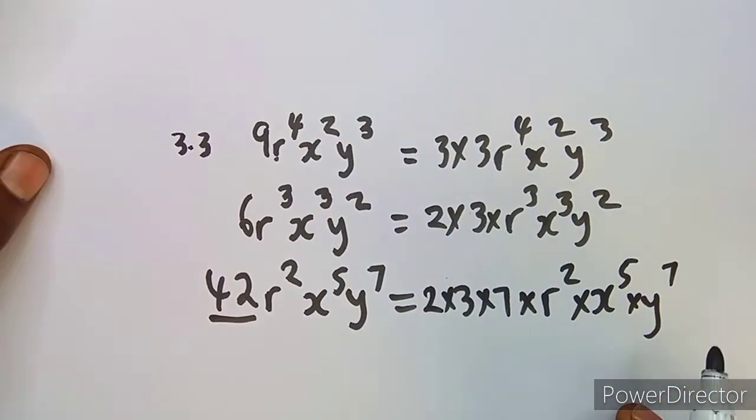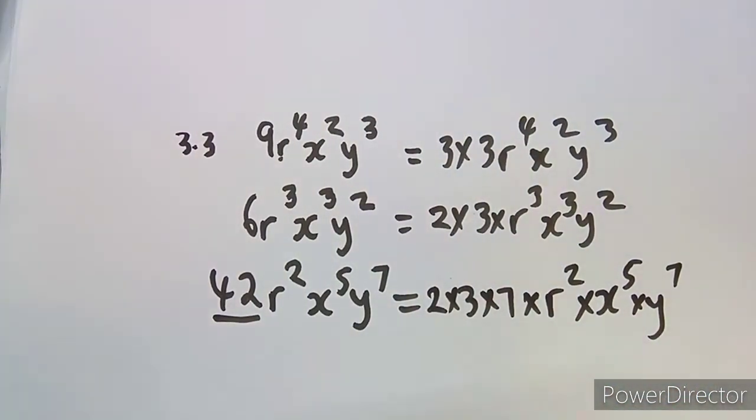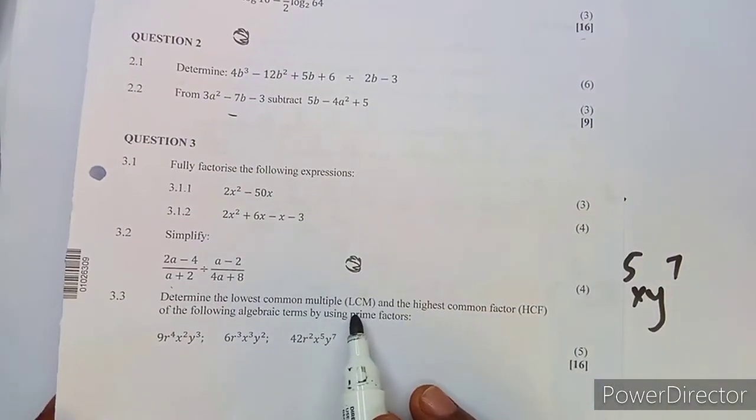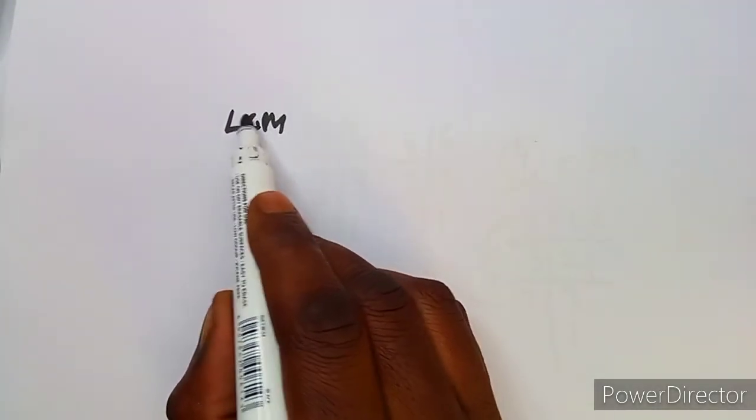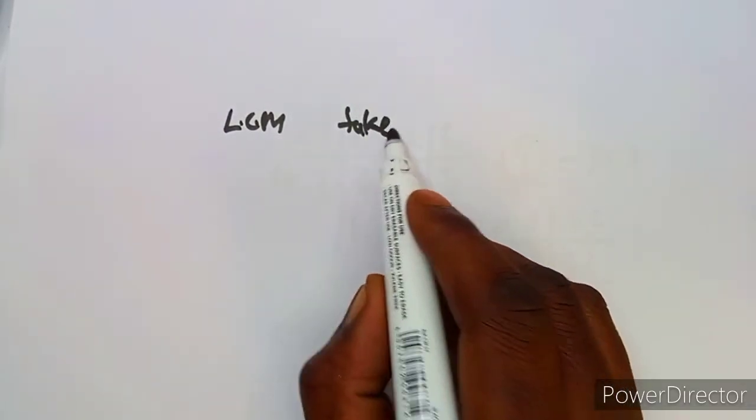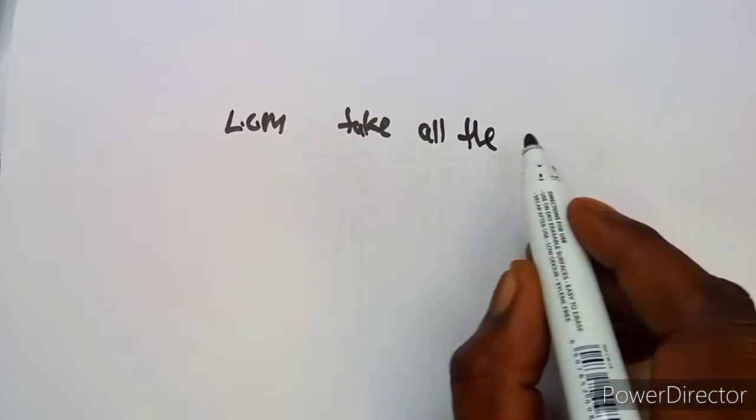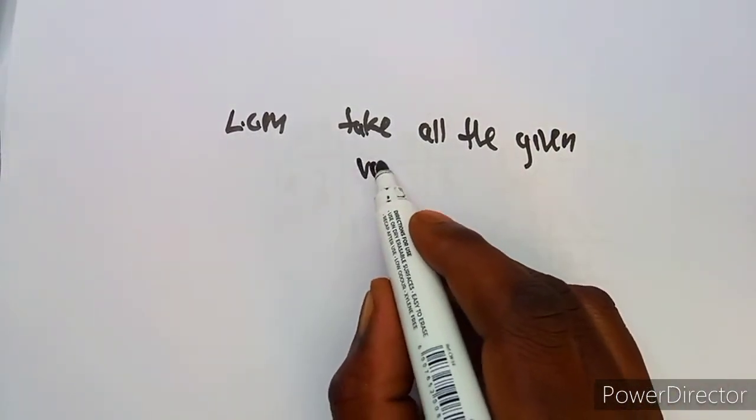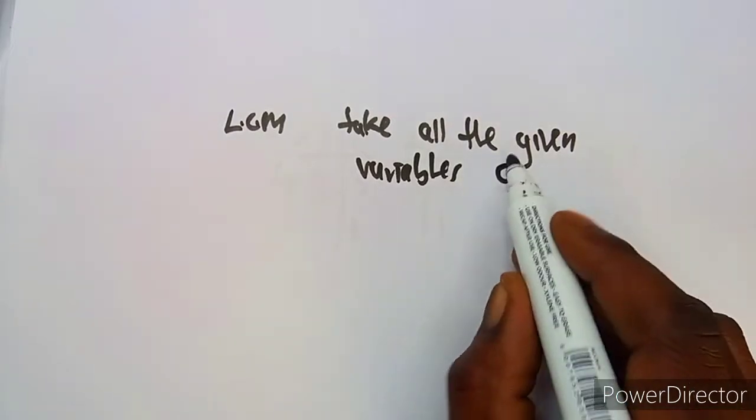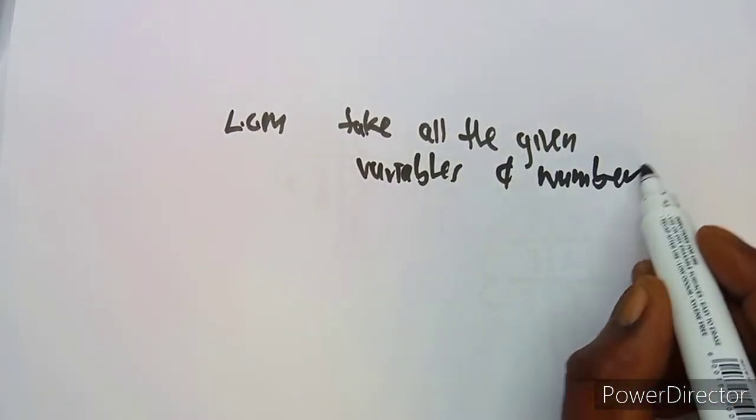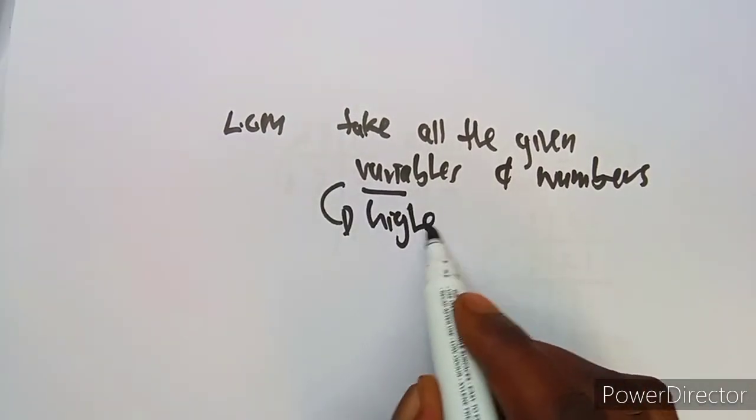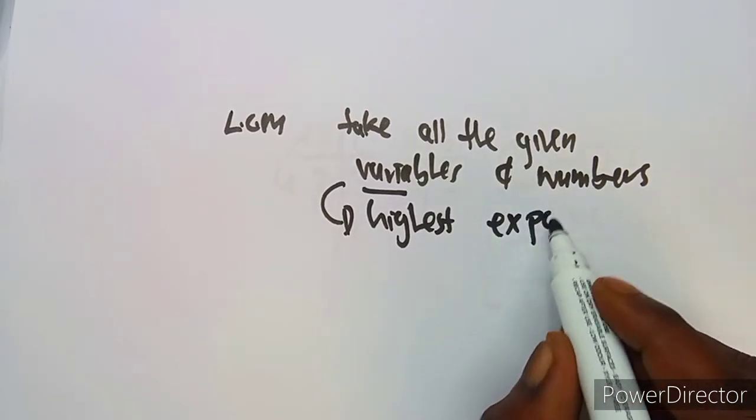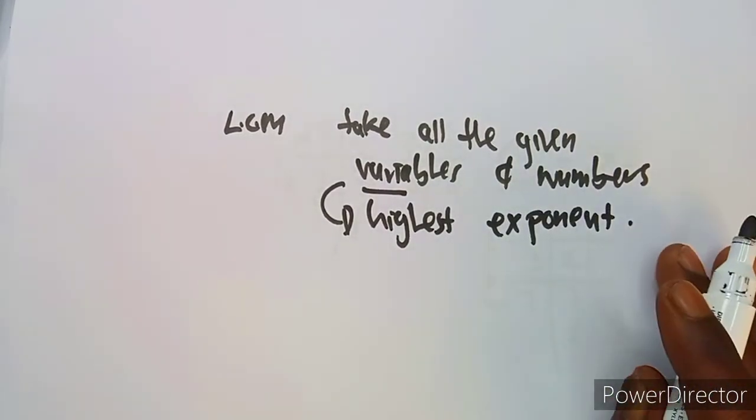Okay. So let's start with the first part that you're given, which is the LCM. The first part is the LCM, which is the lowest common multiple. So LCM, whenever you are working with the LCM, guys, you take all the given variables and numbers. So these variables and numbers should be there. But when you are working with the variables, you take the one with the highest exponent. All right, so that is the idea there.